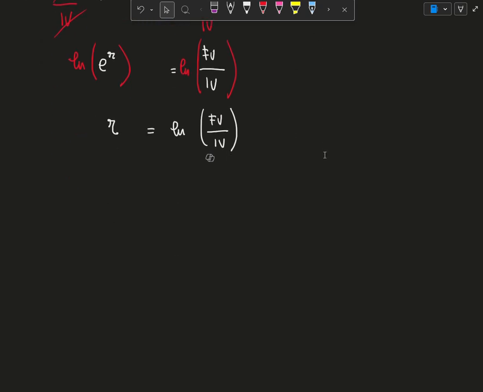And when we plug the numbers in, we have the ln of $1,100 over $1,000.